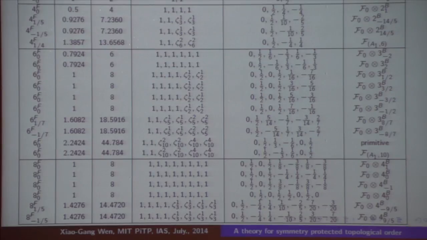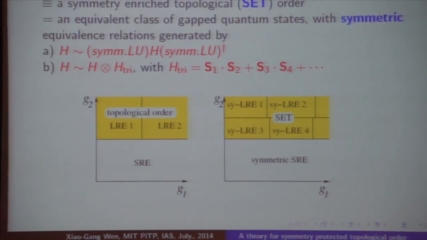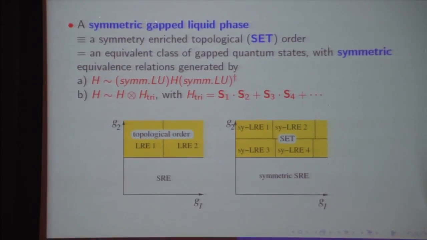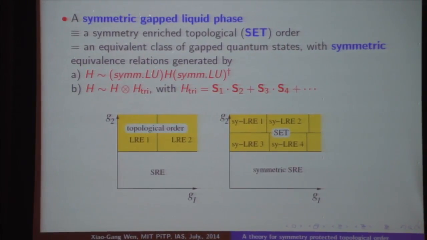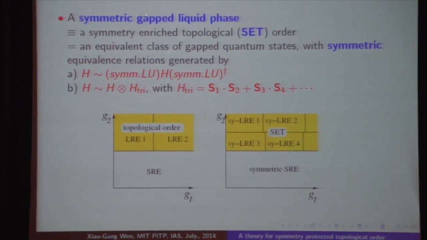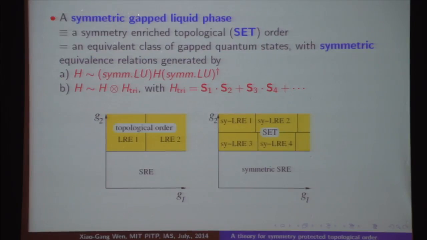Okay, so this is a summary of what we did last time. And so today we'll try to add symmetries. So far, we considered local Hamiltonians, not thinking about symmetry, so no symmetry at all. So now we add symmetries. So when we add the symmetries, our definition of a gapped phase is changed.